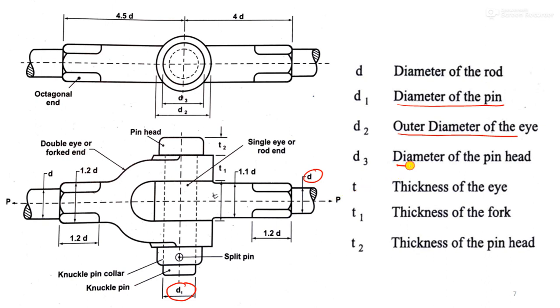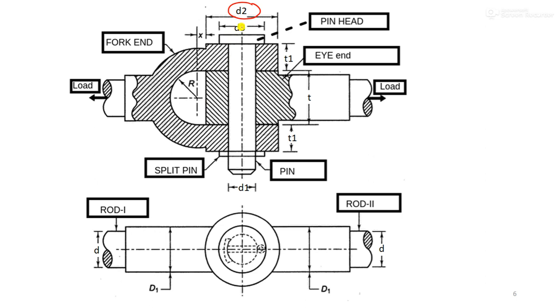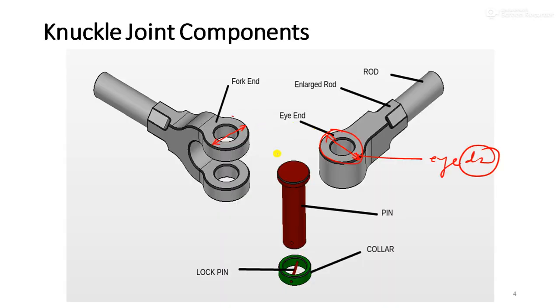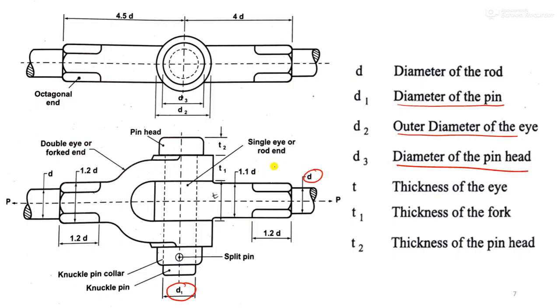Then D3 is the diameter of the pin head. So this diameter you can see here, consider it D3. Diameter of the pin head. If you want, let me clear up, this is the diameter D3, so it will get more clear.